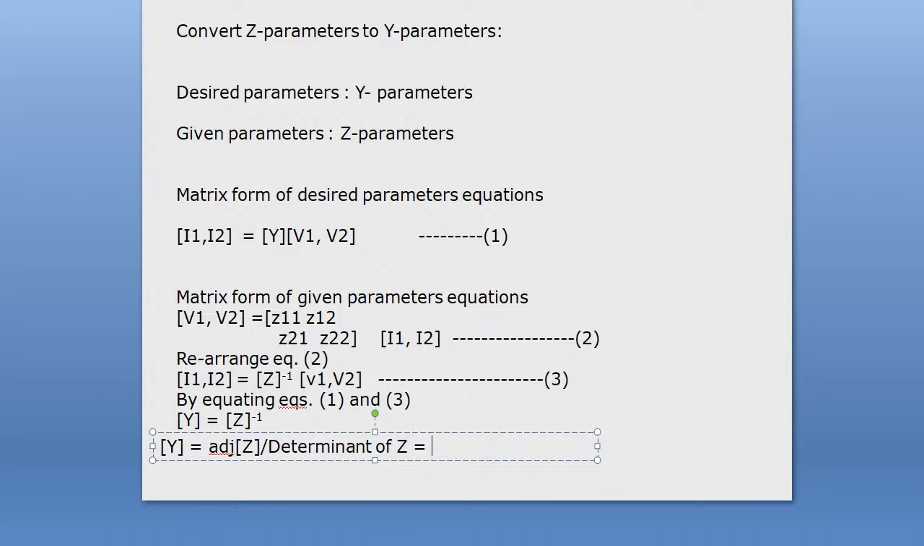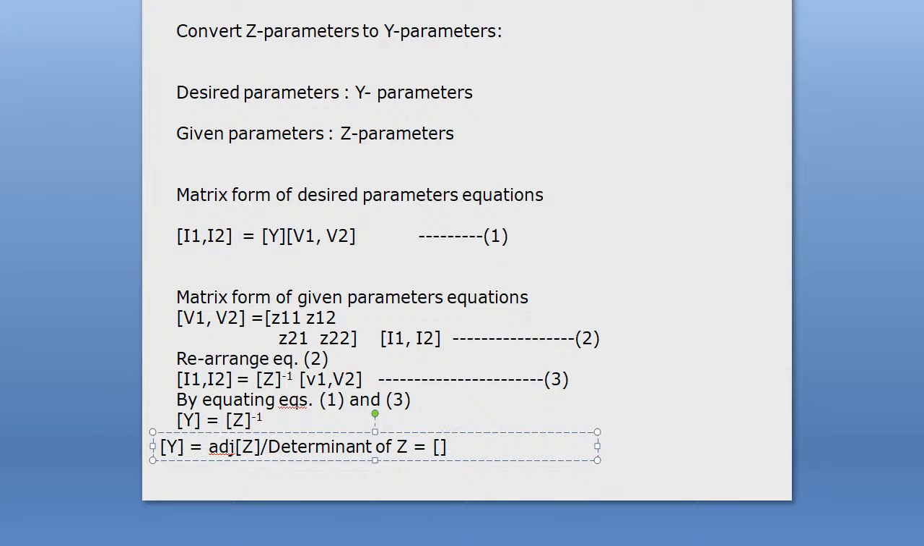So ultimately, if you want to calculate the cofactors, what will be the cofactor of z11? z22. What will be the cofactor of z12? Minus z21. What will be the cofactor of z21? Minus z12. What will be the cofactor of z22? z11. Now you take the transpose, then you will get z22, minus z12, minus z21, z11. That is the adjoint. And the determinant you get from the diagonal elements: z11 z22 minus z12 z21.